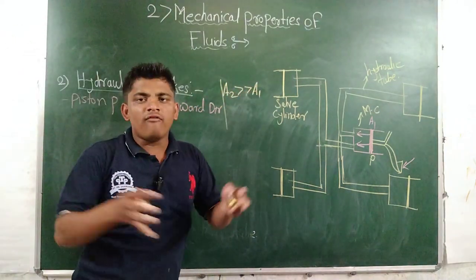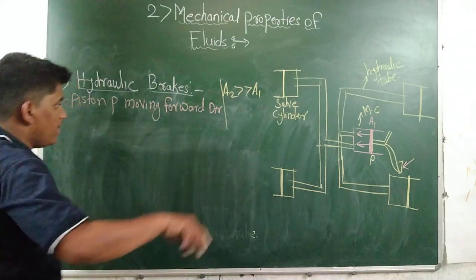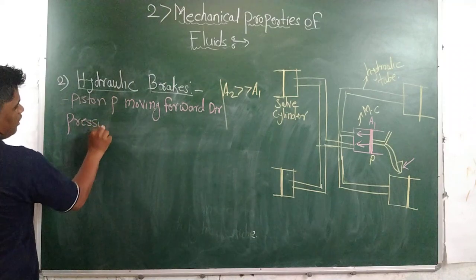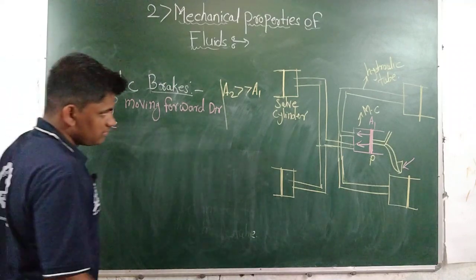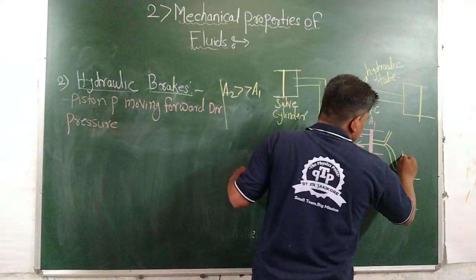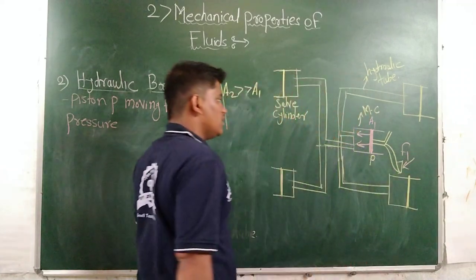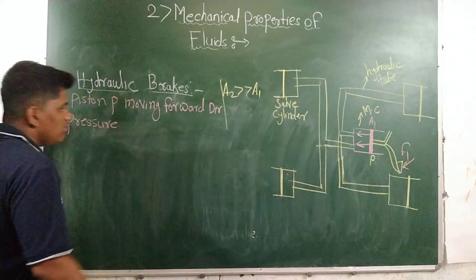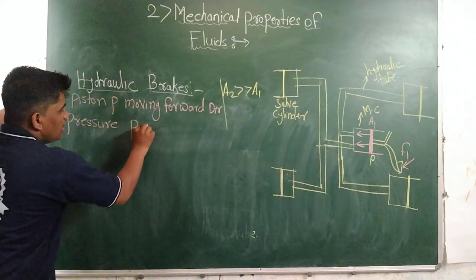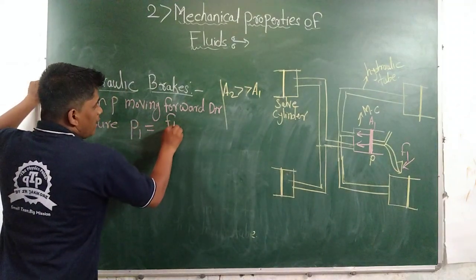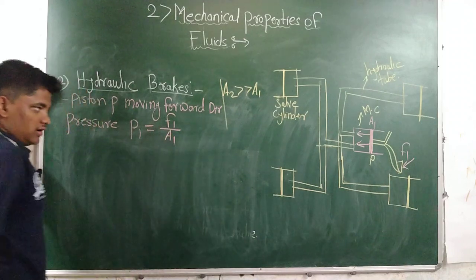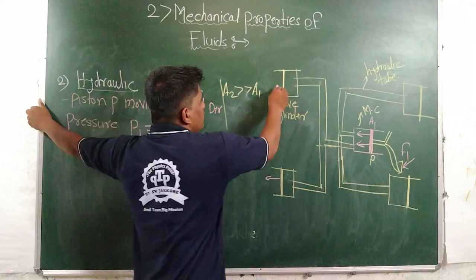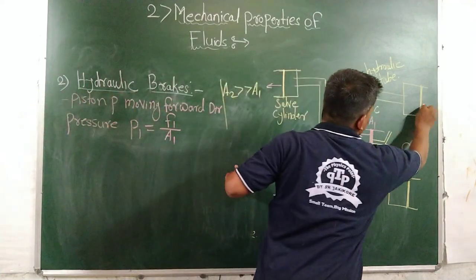The remaining pistons also move in the forward direction, but the pressure: when we apply the smallest amount of force, that is F1, on the cross-section area A1, then the pressure produced on the piston P, that is P1, is equal to F1 divided by A1. And all these slave cylinder pistons will also be moving in the forward direction.